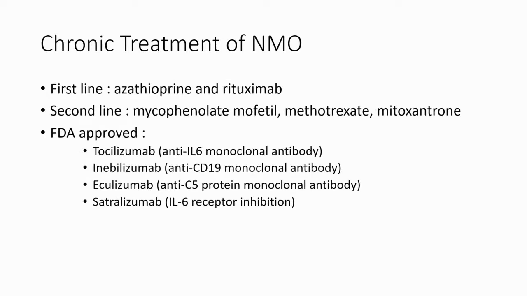As far as chronic treatment, you can use immunosuppressives, so you can use azathioprine, rituximab, second-line agents, and also there are some new monoclonal antibodies in the pipeline and some of them in the market as well, mainly complement inhibitors and interleukin-6 inhibitors for chronic treatment of neuromyelitis optica.